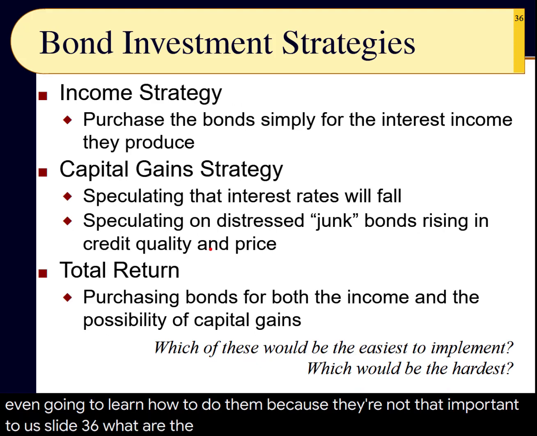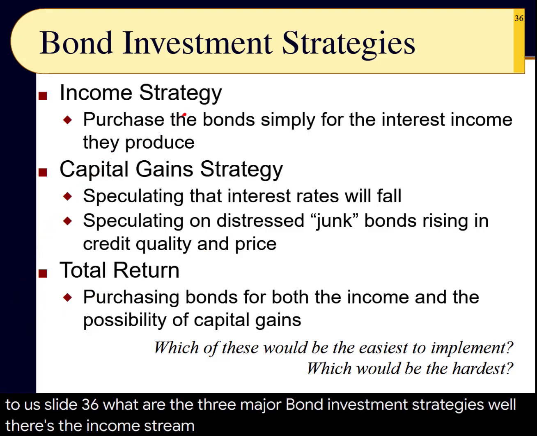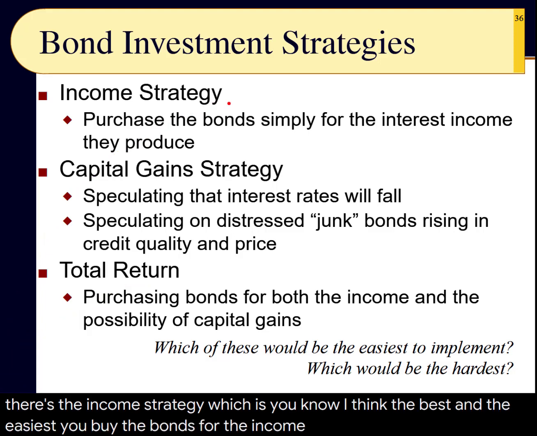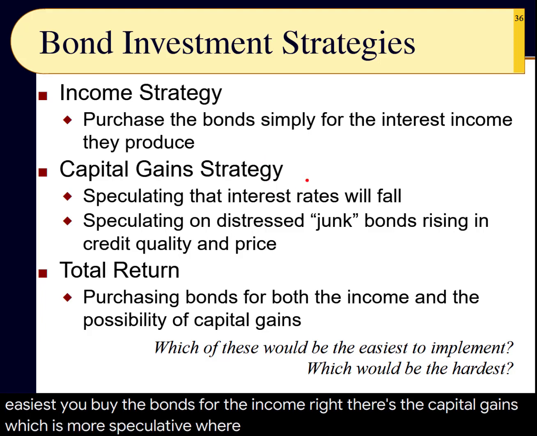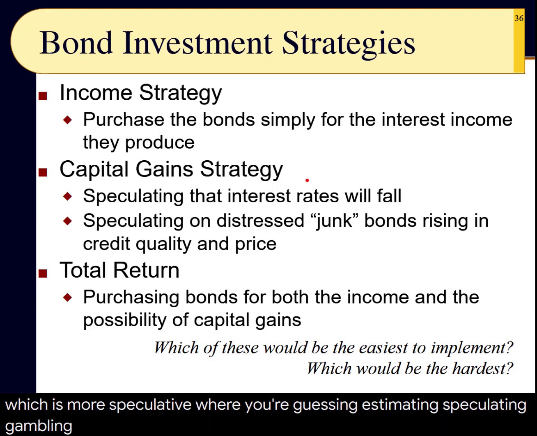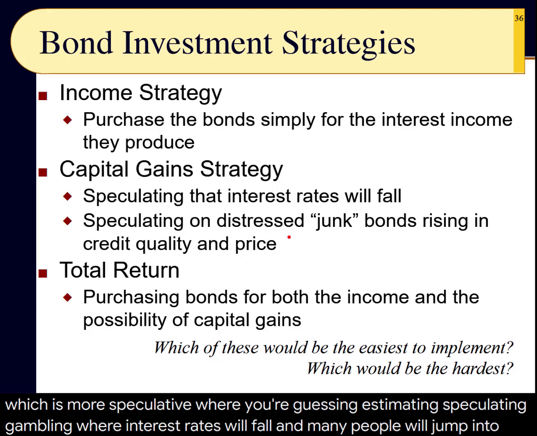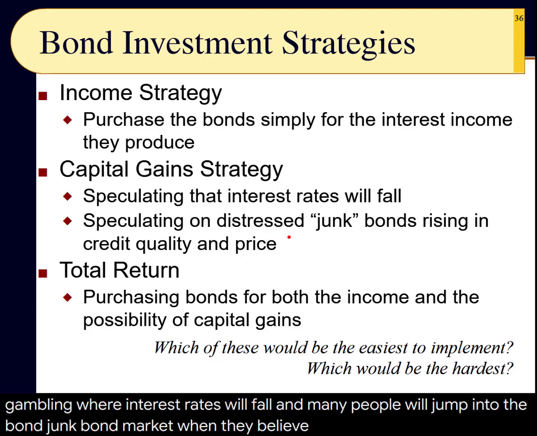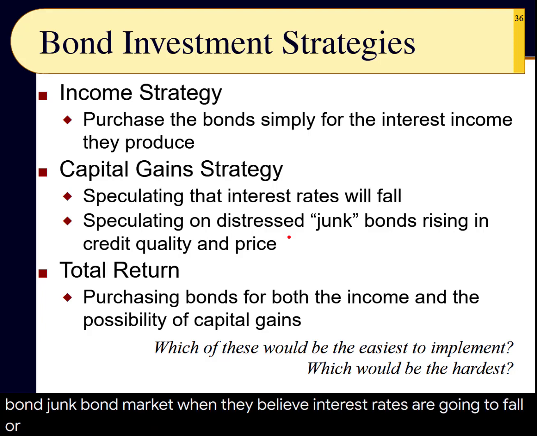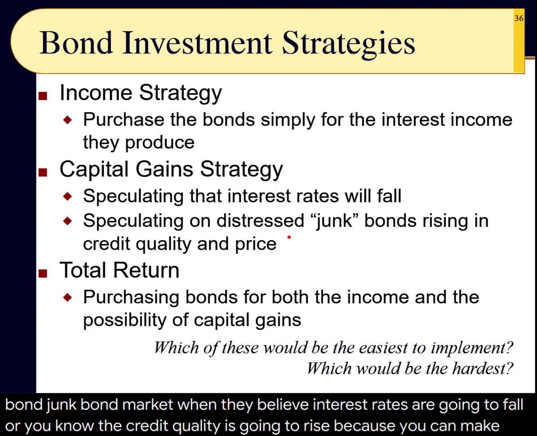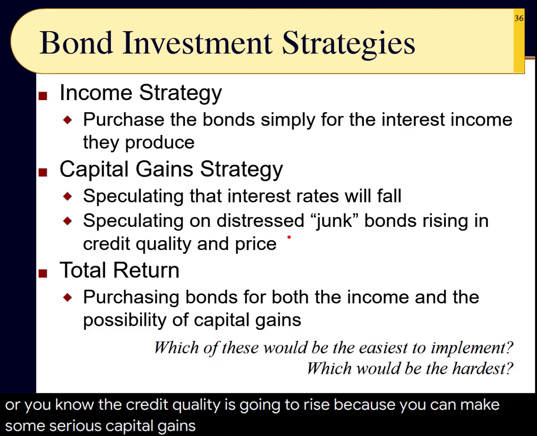Slide 36. What are the three major bond investment strategies? Well, there's the income strategy, which is, I think, the best and the easiest. You buy the bonds for the income, right? There's the capital gains, which is more speculative, where you're guessing, estimating, speculating, gambling, where interest rates will fall. And many people will jump into the junk bond market when they believe interest rates are going to fall or the credit quality is going to rise, because you can make some serious capital gains in that when that happens.